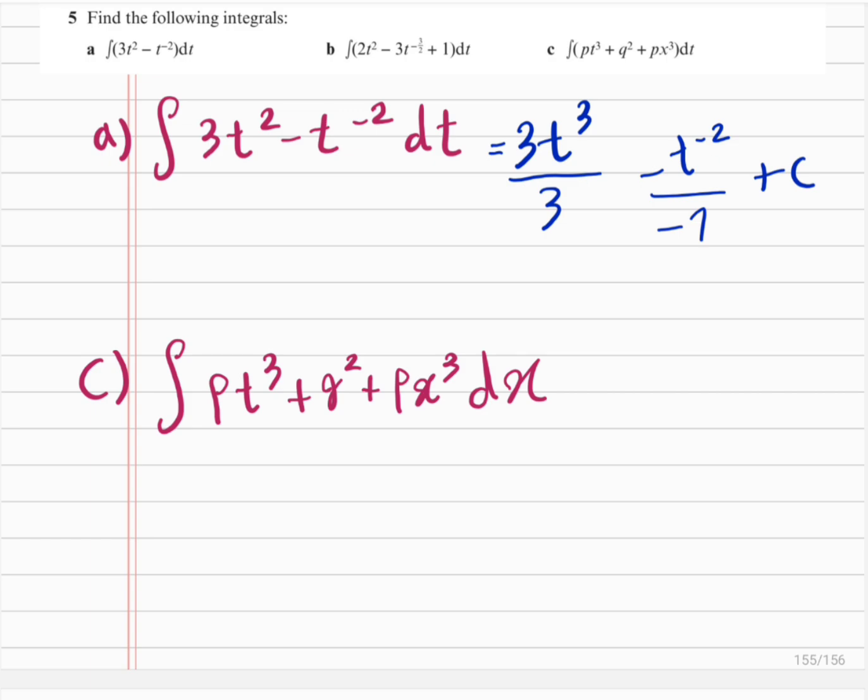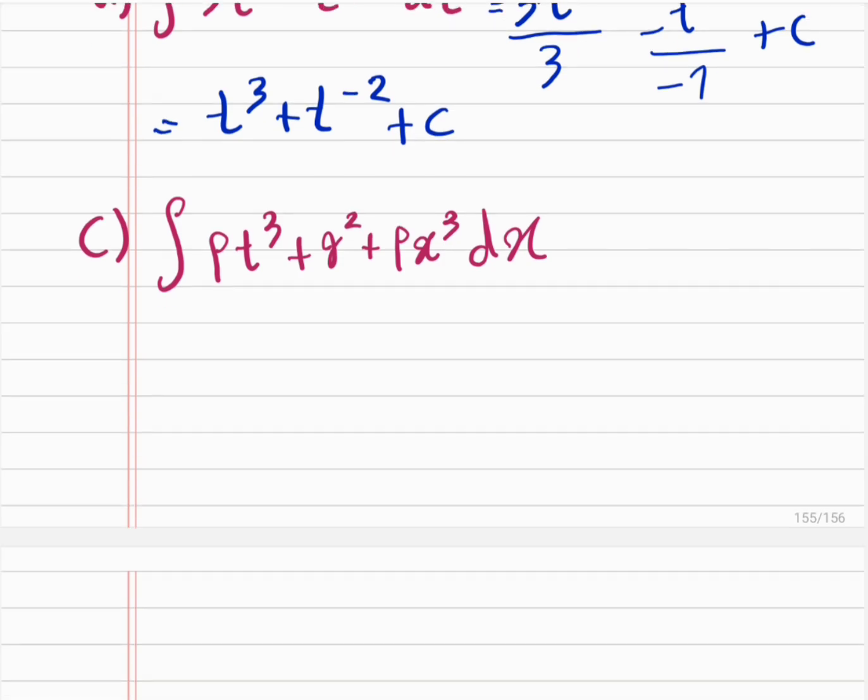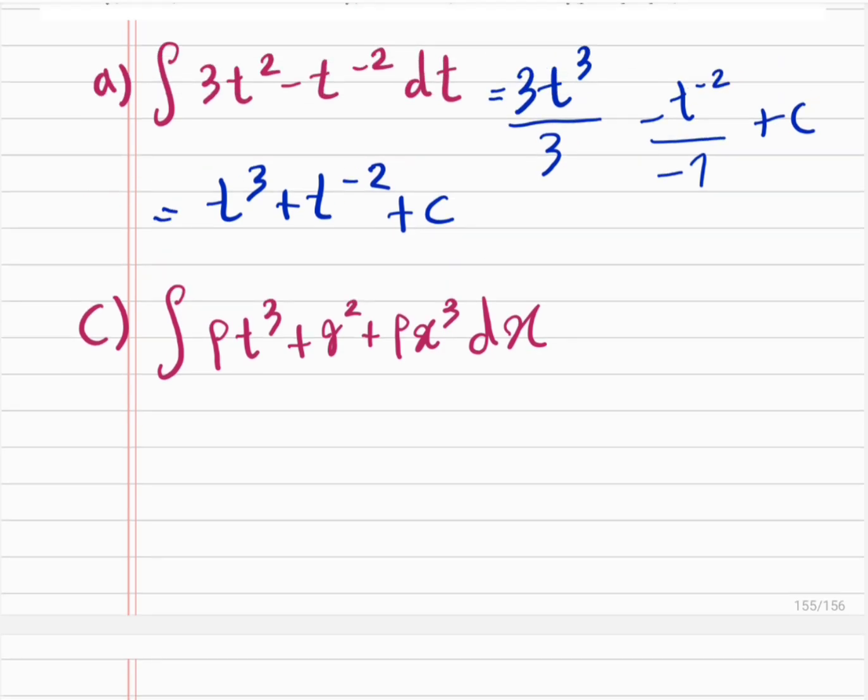Anyway, we can simplify this now. So we are going to get just t cubed plus t to the power of minus 1 plus c, and you can check by just differentiating this and you should get the same expression as above. That's a very good way of checking, at least for easier functions where the differentiation doesn't take much time. It's just a few seconds.